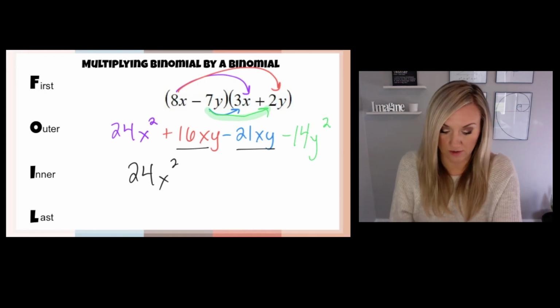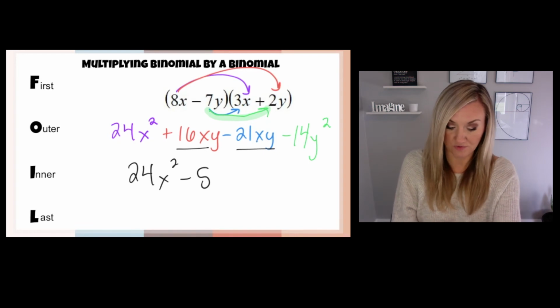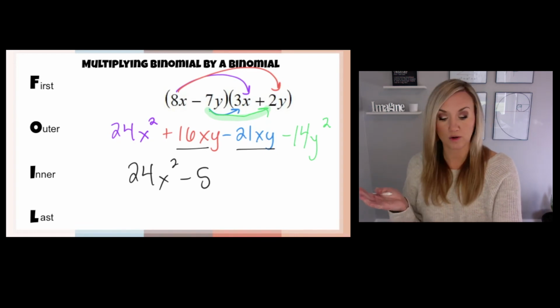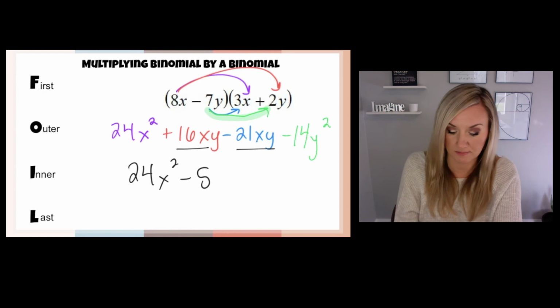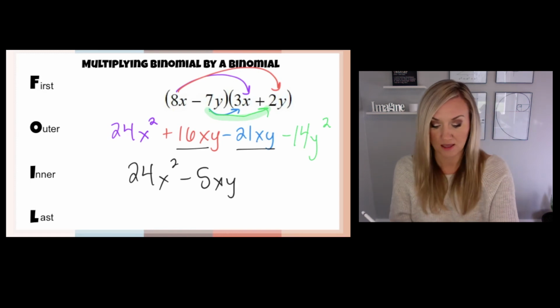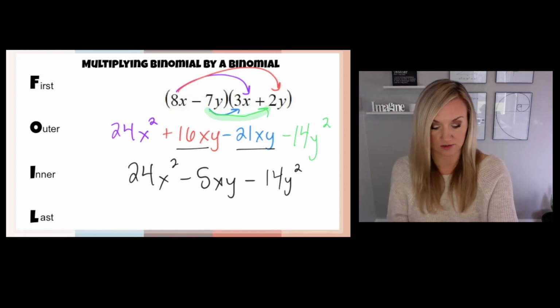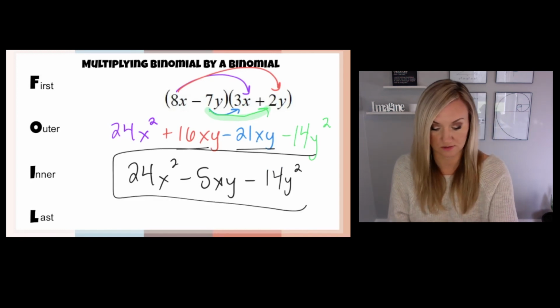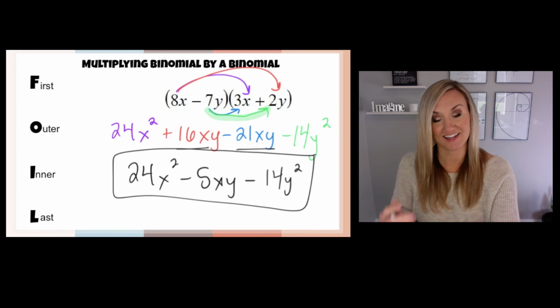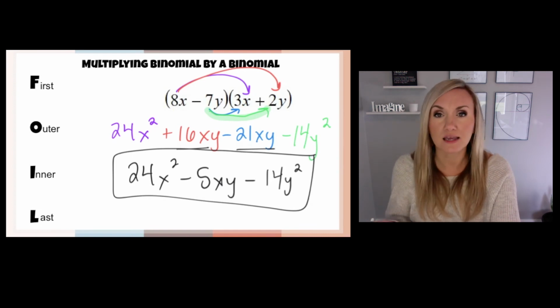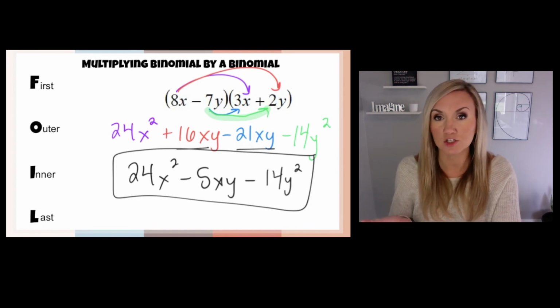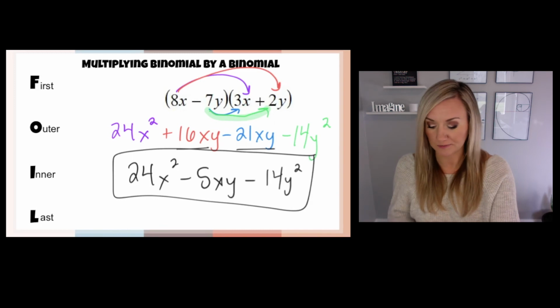X squared, and this is going to be minus 5 because you have a negative 21 plus 16, which is a minus 5xy. And then I'm going to subtract 14y squared. Final answer. All right, still follows that same pattern, but you just have an additional variable there.